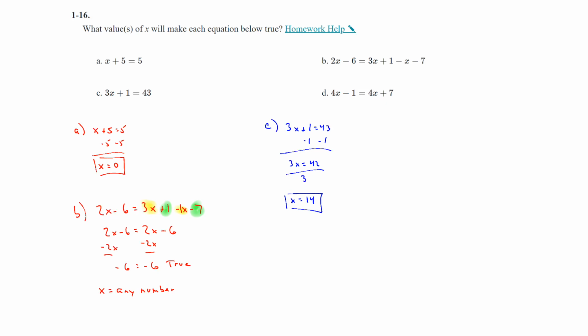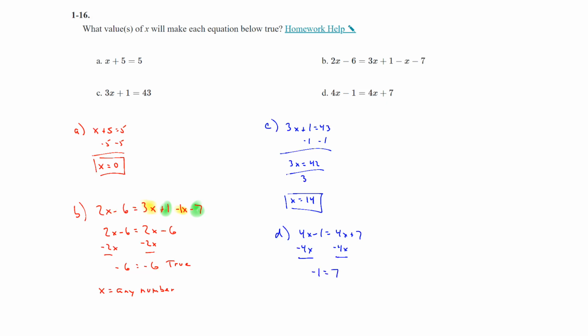And the last one, D. 4x minus 1 equals 4x plus 7. You're going to notice this is similar to B. Don't have really any simplifying or combining of like terms. You can just add or subtract your variable term to both sides, and the variables cancel out again.